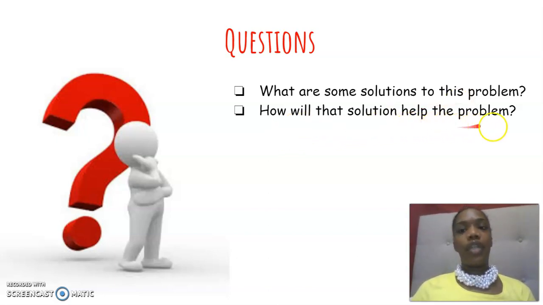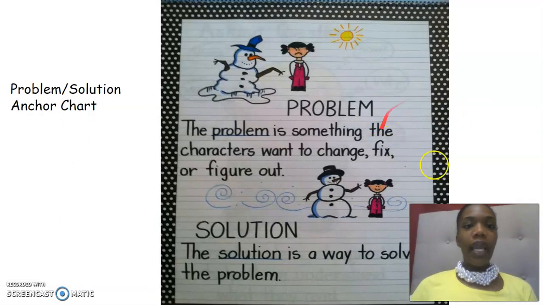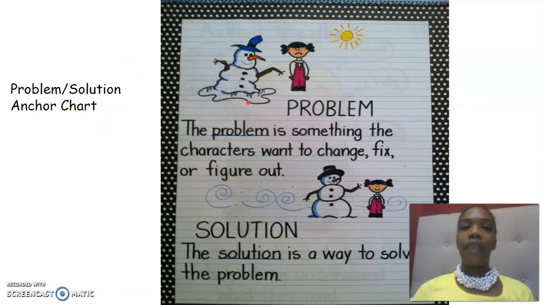How will that solution help the problem? Well, if I go around and I start picking up the trash, then the environment will be better. The air will be cleaner, the streets will look cleaner, and people will be able to enjoy the environment more. Here is a problem solution anchor chart that I found that I thought was very important, just to give us a visual of what it means for a problem and a solution to be in the same category, right? Because for every problem, there is a solution, okay?